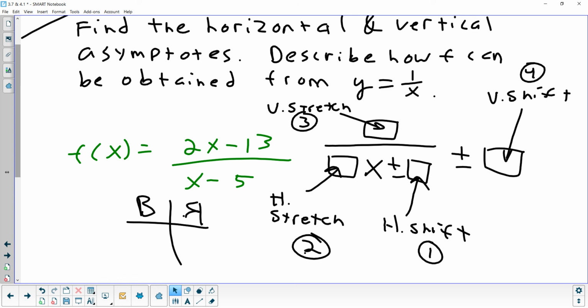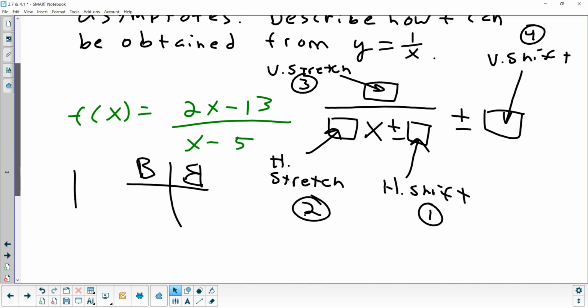That's a horizontal reflection. If you put a negative in box 3, that's a vertical reflection. That would cause something like this to look like that. That's vertical. So if box 2 or box 3 is a negative, you get a reflection. So now, look at the problem that I gave you.